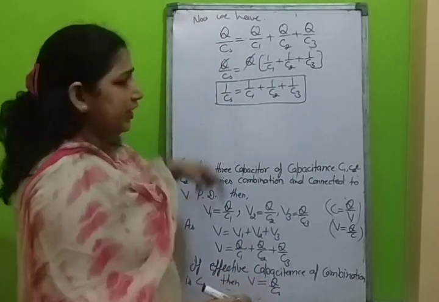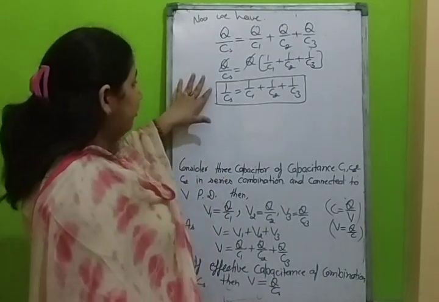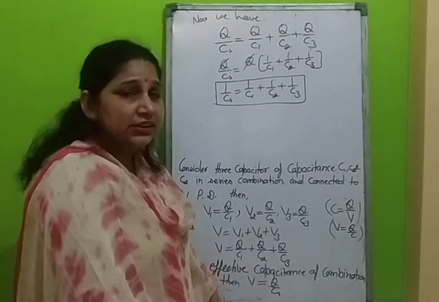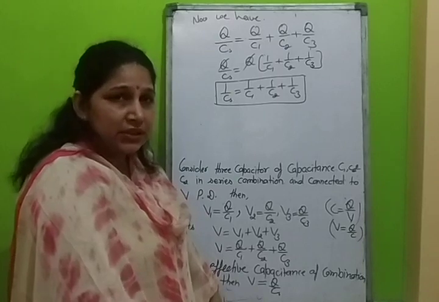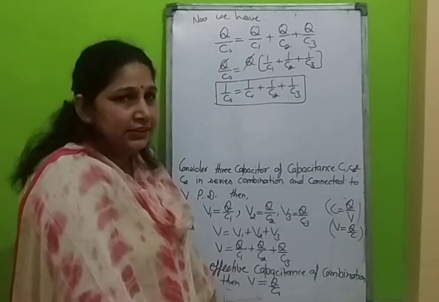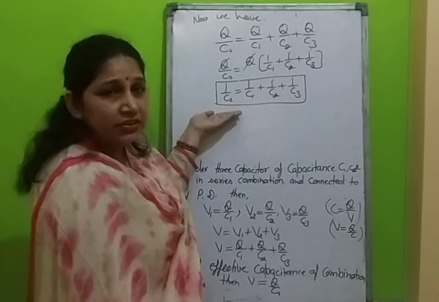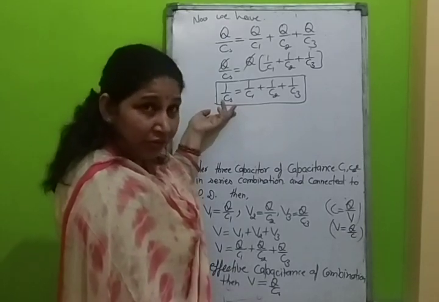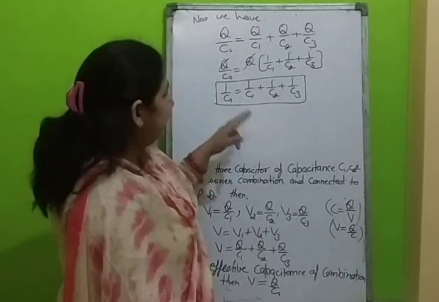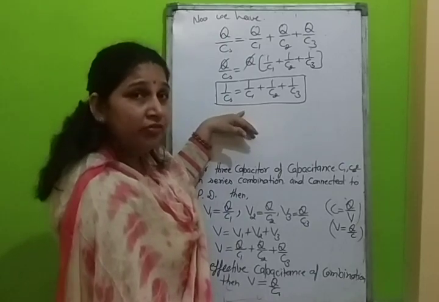Here we can write this as the series combination. It is clear that the effective resistance of series resistors is R equal to R1 plus R2 plus R3 and so on up to n terms. If we have resistors in parallel combination, then we have this type of relation: 1 upon R effective is equal to 1 upon R1 plus 1 upon R2 plus 1 upon R3 up to n terms. This is the relation we have in parallel combination of resistors.